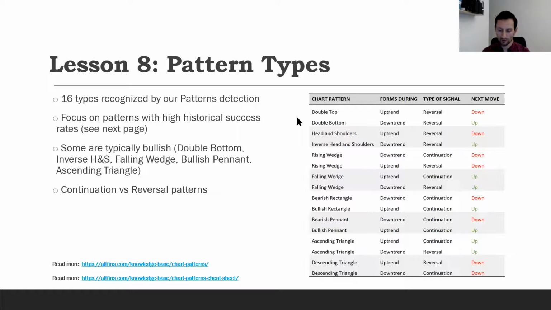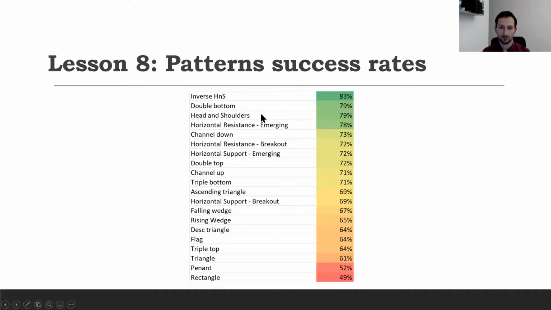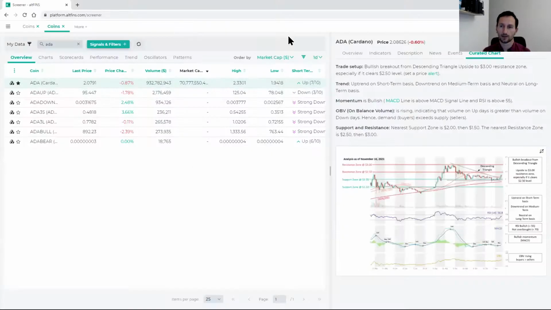A falling wedge in terms of success rate is similar, I believe just under 70%, so 67%. It can break out in either direction. So I wouldn't necessarily anticipate the breakout, but wait for the breakout. And recently we saw some really good examples of that reversal. In fact, we can take a look at that in the curated charts.